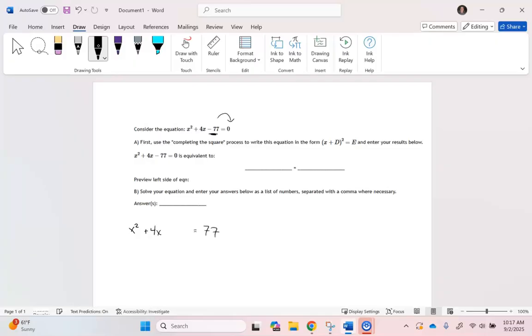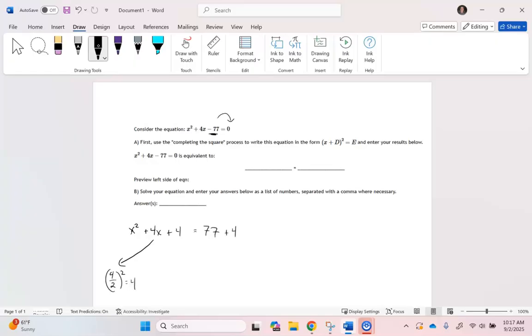I always leave a little space here because I'm going to add a number to complete the square. So I take half of 4, which is 2, and then I square it. The number that completes the square is always the coefficient of x. You divide it by 2, and then you square it. 4 divided by 2 is 2. 2 squared is 4. Square completed.